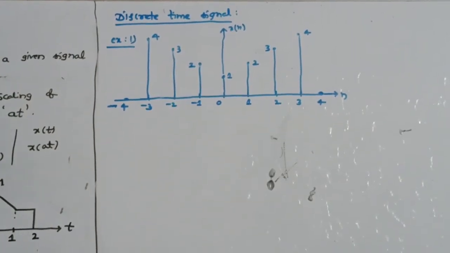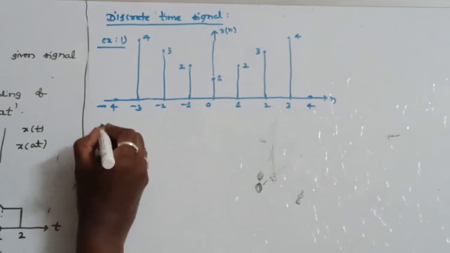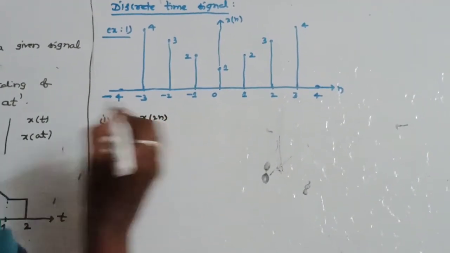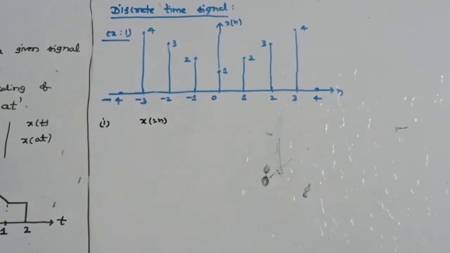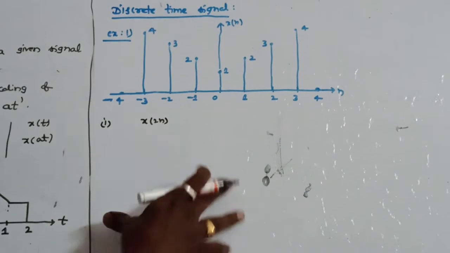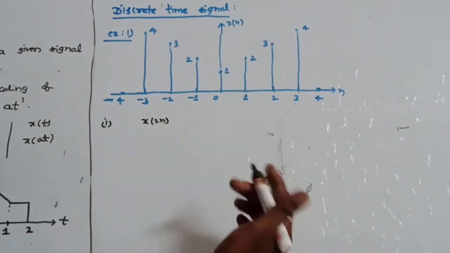Say for example it is asked in the examination to draw x of 2n for this. Let us see by the mathematical procedure what the answer is, and let us see the same answer by the shortcut. Both methods we will see.